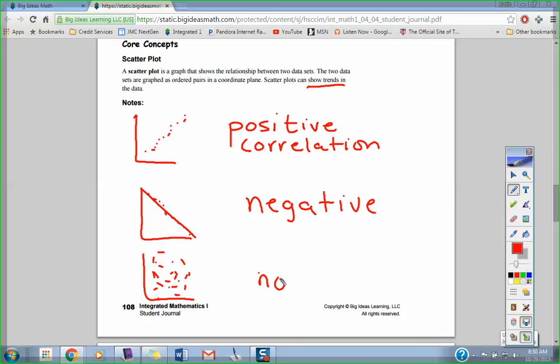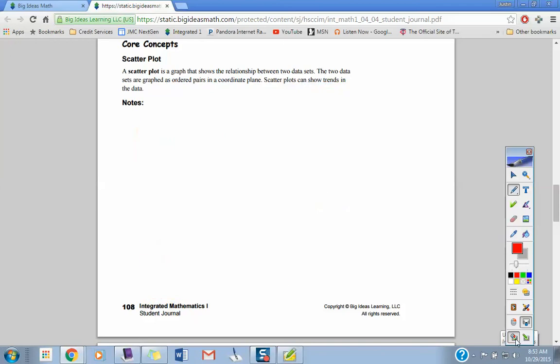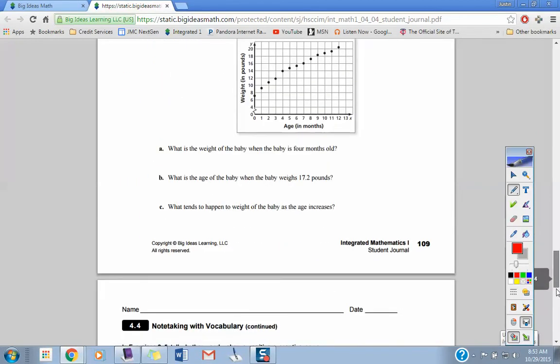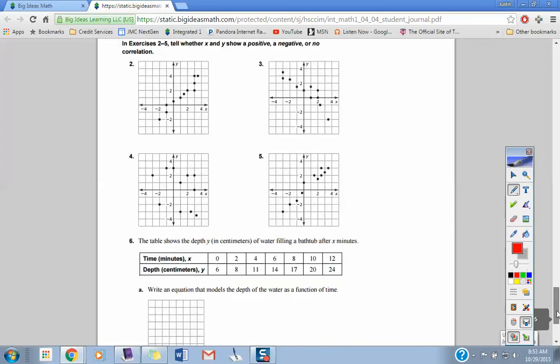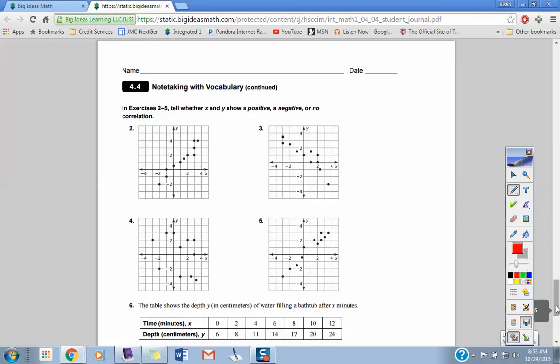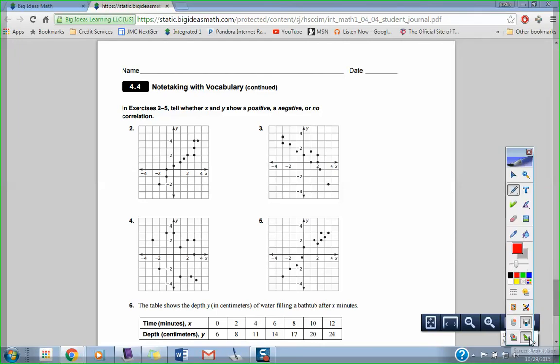So let's jump ahead here. I'm going to skip page 109. Don't really need to do that. How about page 110? This is where I'm at. Last thing we'll look at here. It says in exercises 2, tell whether x and y show a positive, a negative, or no correlation. So take a look at your scatter plot in example 2 here.